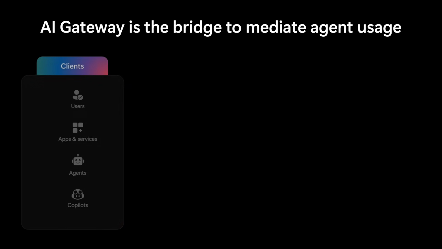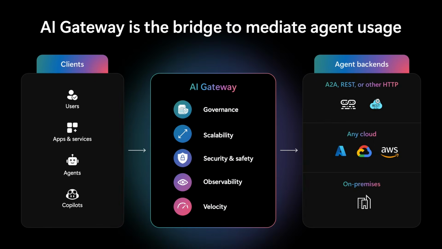Let's now transition into agent governance. As agents proliferate, raw unmediated access to backends doesn't scale. Users, apps, agents, and copilots are all making calls, across A2A, REST, and HTTP backends spanning any cloud and on-premises. You need something in the middle that you can trust, and that's the AI gateway. It delivers five things: governance, scalability, safety and security, observability, and velocity. One bridge for every agent, fully governed.